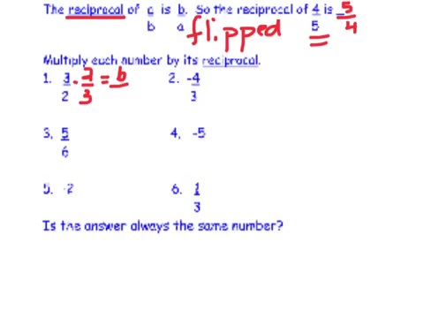2 times 3 gives me 6. 6 over 6 equals 1. That's pretty fancy. Okay, number 2, negative 4 over 3. Its reciprocal is 3 over negative 4. 4 times 3, negative 12.